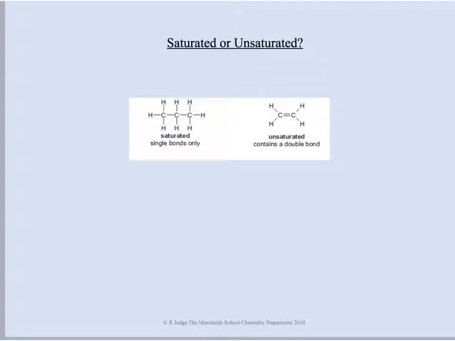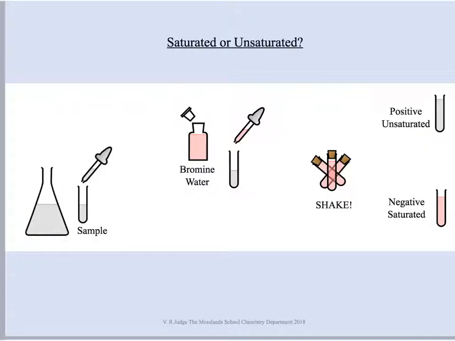So the next test that we are going to look at is the test for saturation or unsaturation. So we're looking at the difference between an alkane and an alkene. So remember, an alkene contains a carbon-carbon double bond, and that is the definition of unsaturated. So this one's nice and simple, and you may have done it before. It's called the bromine shake test.